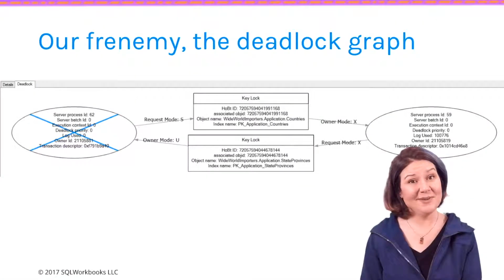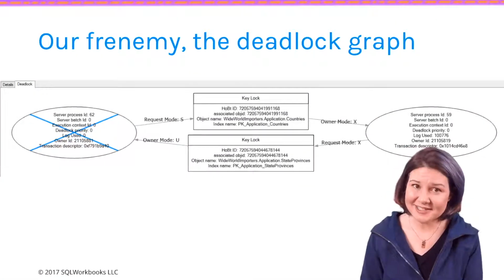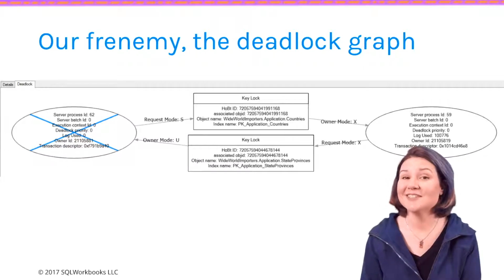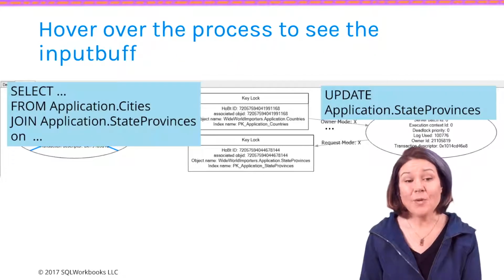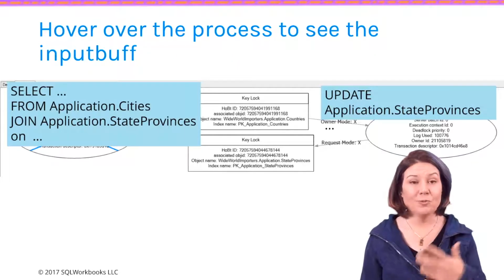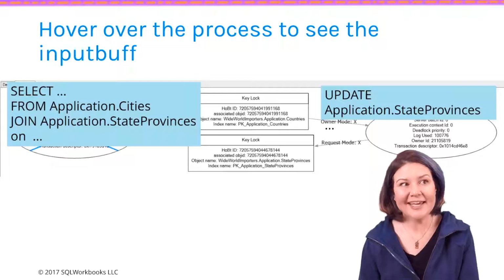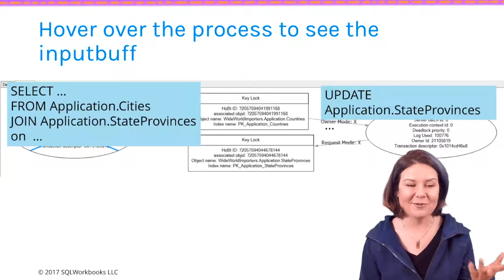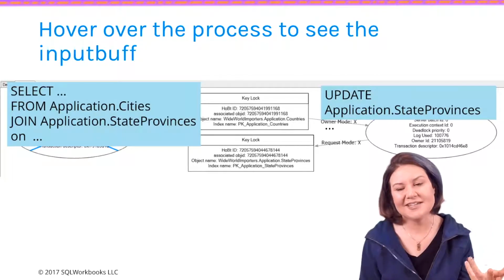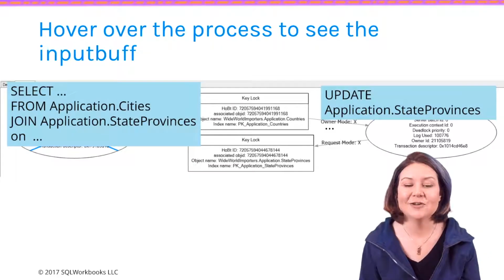This is our frenemy, the deadlock graph. Just like we saw in Management Studio, this is a screenshot of the very same thing. When we hover over those processes, we see that input buff. Again, it's no more complete than what we saw in the XML. It's the exact same thing, just shown in a little tooltip.